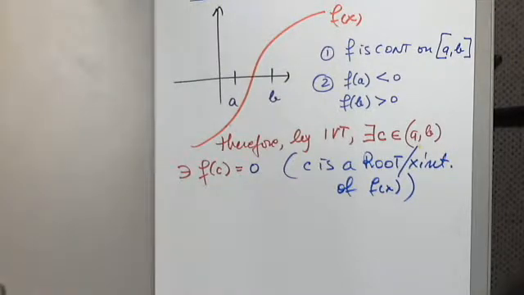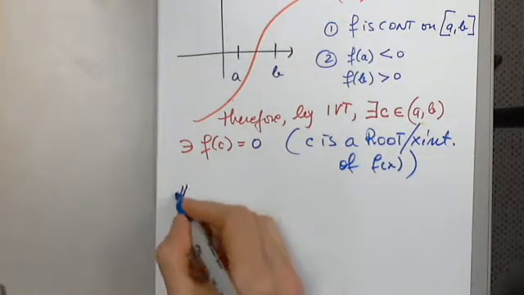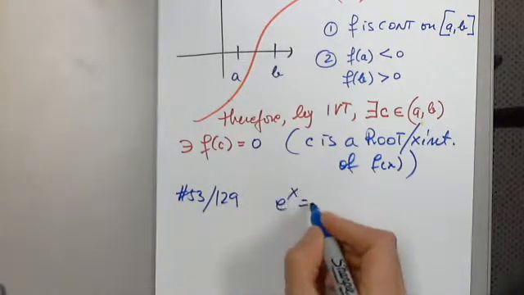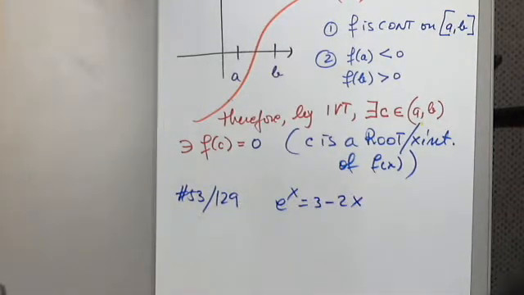Here's an example. Let's look at problem 53 on page 129, and we have e^x = 3 - 2x. We're asked, use the intermediate value theorem to show that there is a root of the given equation. No one can solve this algebraically. Yes, you can use the calculator. Yes, you can use mathematical software. But no one can solve this equation algebraically. No one. There's no way.